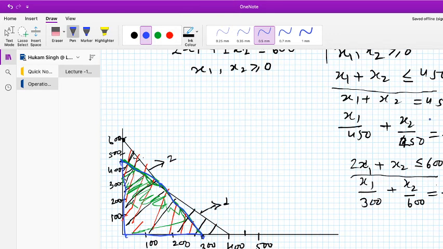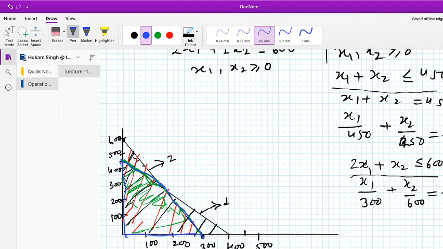Okay, so how are we going to find out? For each and every point, we're going to put the value of x1 and x2 in the objective function, calculate the objective function, and then compare with the rest of the points. That is how we're going to select the maximum value. But again, this process is lengthy and tedious, because here there are infinitely many points, so it is going to take infinitely long. Okay, so how can we reduce that time?